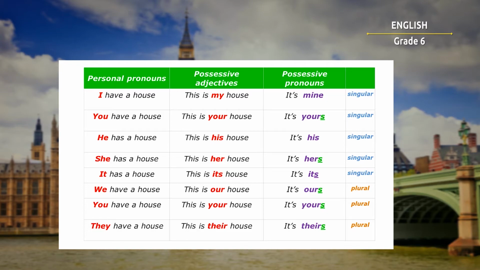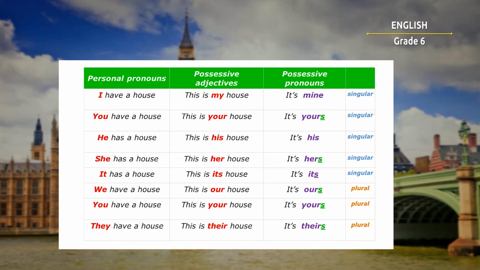Let's look at the examples. I have a house. This is my house. It's mine. You have a house. This is your house. It's yours. He has a house. This is his house. It's his. She has a house. This is her house. It's hers.